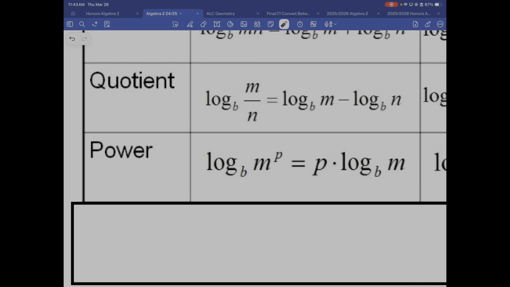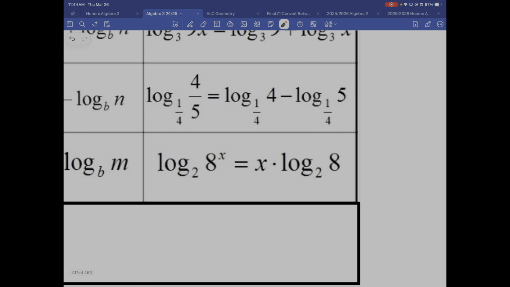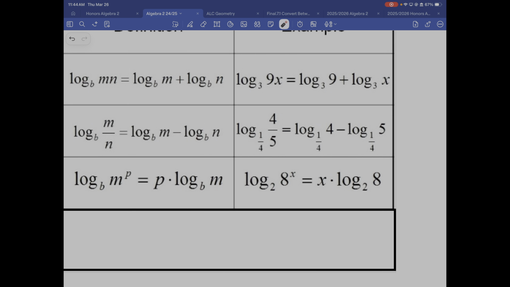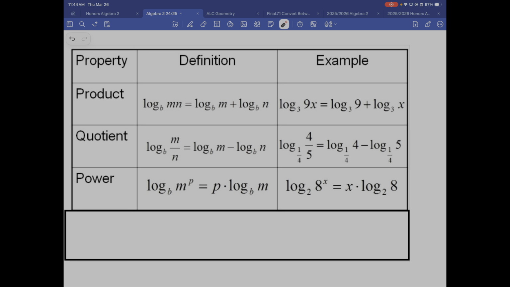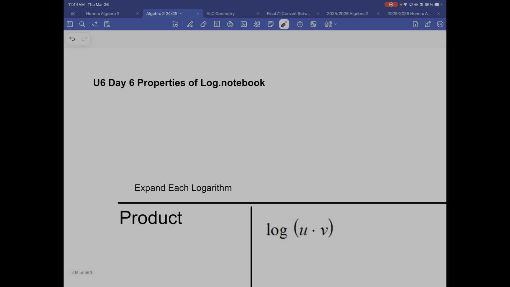You guys don't worry about that type of thing, so I'm not going to worry about explaining that again. So if I have log base 2 of 8 to the x, that's equal to x times log base 2 of 8. Okay, so those are equivalent to each other. One's in expanded form, one's in a single log. And just like we want to be able to go from logarithmic to exponential and exponential to logarithmic, we need to be able to go both directions with these. So that's what we're going to practice on next.